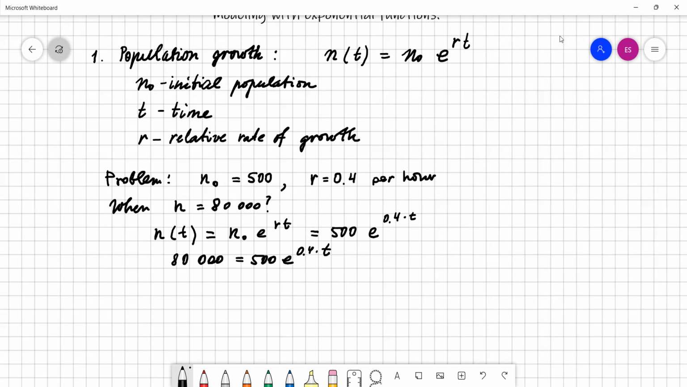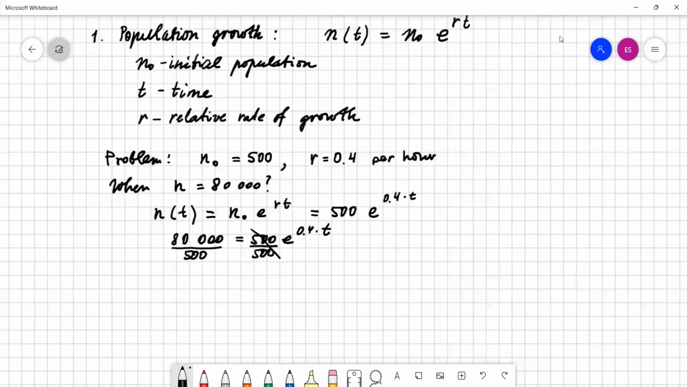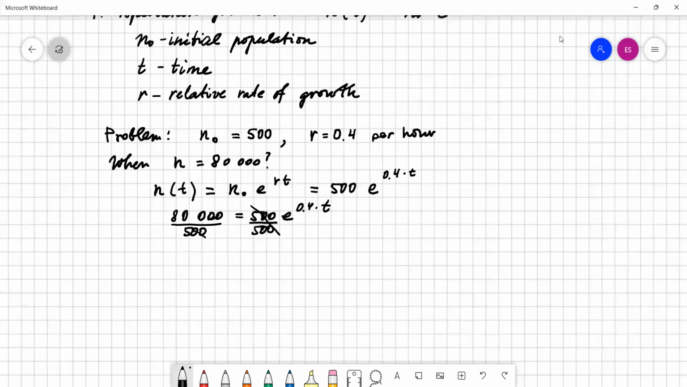If you look at this, you can recognize what? An exponential equation. To solve this exponential equation, we first need to separate the exponential function. Right now it has a coefficient. I'm going to divide by 500 on both sides and eliminate this coefficient. Here it cancels, and here I'm going to get 2 to cancel. 80,000 divided by 500 is 160, so I have 160 equals e to the power of 0.4t.